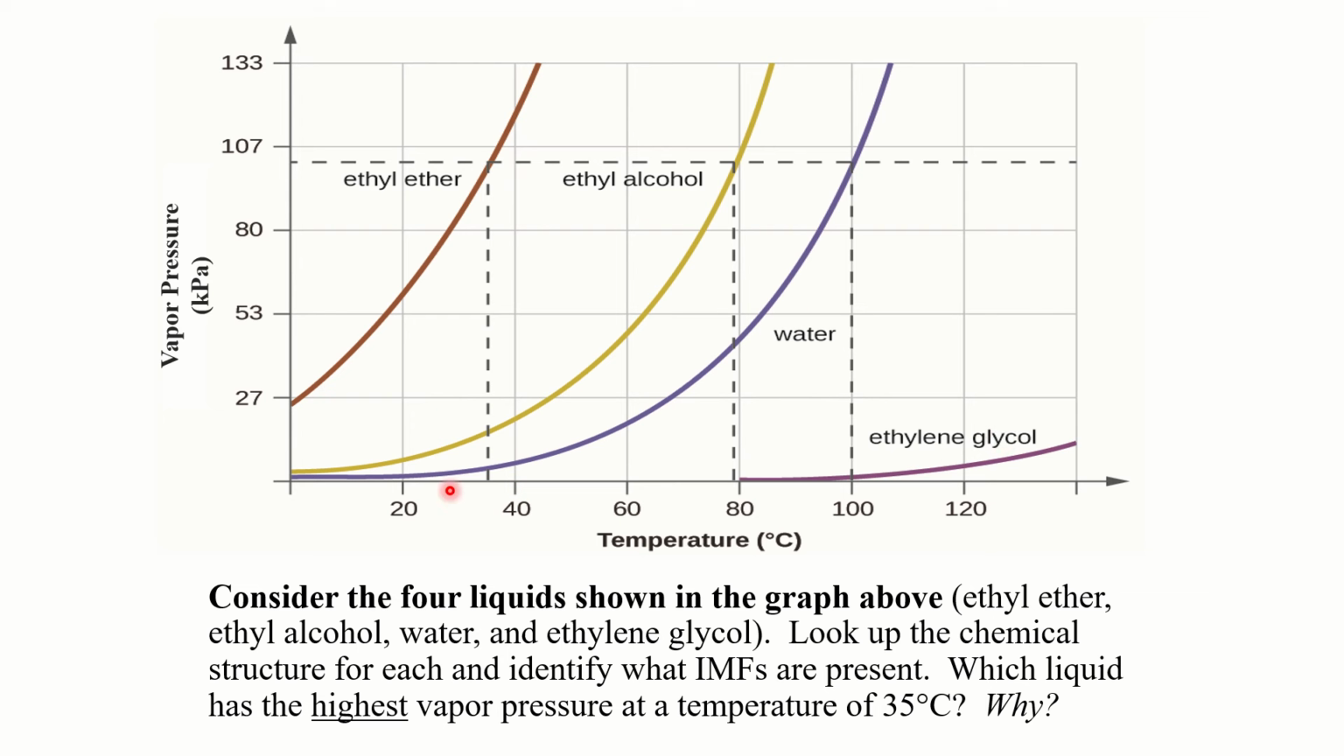So we've got temperature on the x-axis increasing from left to right, and we've got vapor pressure on the y-axis increasing from bottom to top. First, determine which liquid has the highest vapor pressure at a temperature of 35 degrees Celsius, and then when you look at those structures, ask yourselves why.